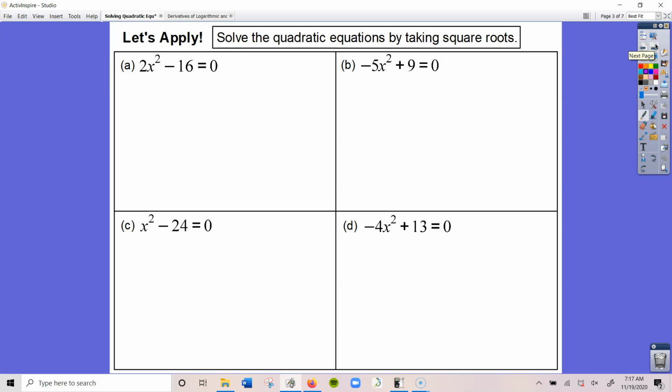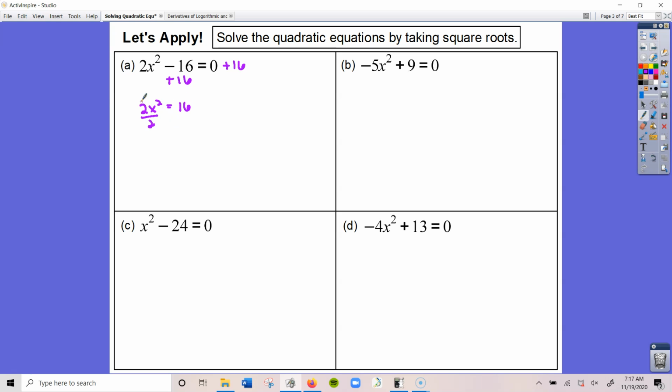Now let's look at how to solve a couple of square root equations, some quadratic equations. Whenever you're solving a quadratic equation, you want to get that x all by itself. So you have to move things over to the right side. So for example, for 2x squared minus 16 is equal to 0, I'm going to add the 16 over to the other side. And I get 2x squared is equal to 16.